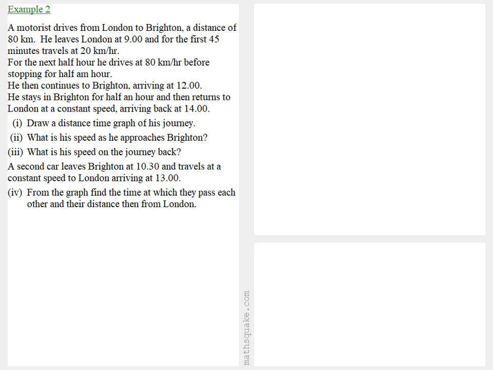Let's have a look at another example, example 2. A motorist drives from London to Brighton, a distance of 80 kilometres. He leaves London at 9 o'clock and for the first 45 minutes he travels at 20 kilometres per hour. For the next half hour he drives at 80 kilometres per hour before stopping for half an hour. He then continues to Brighton, arriving at 12 o'clock.